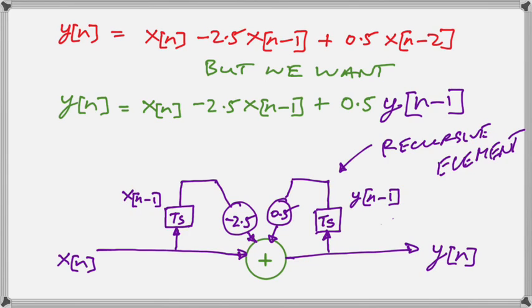Remember that recursion means that the output is fed back to the input. It's a form of feedback. So our y[n], our previous y[n]s are delayed and fed back into the mix. So we have a feedback system going instead of a feed forward when we have the arrows going back instead of going forward.